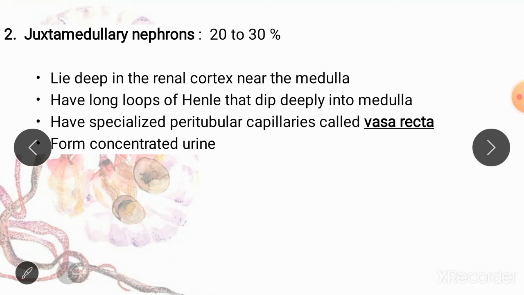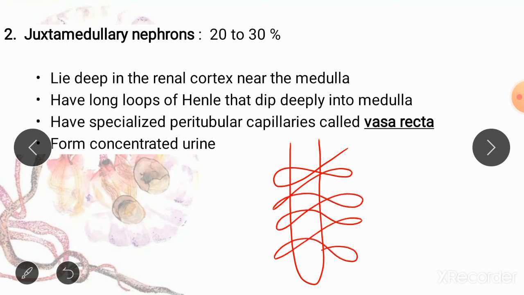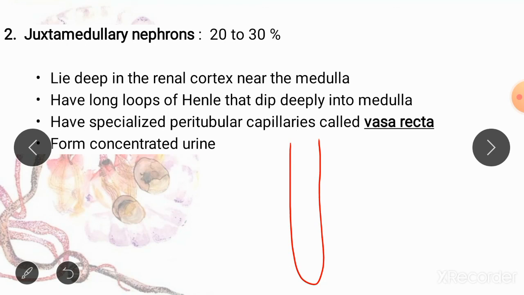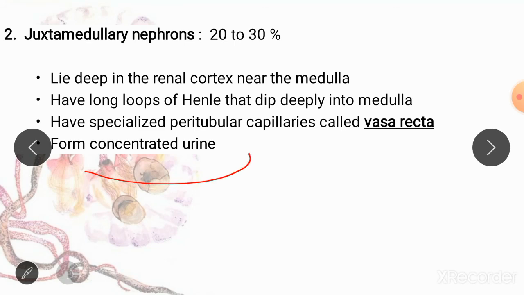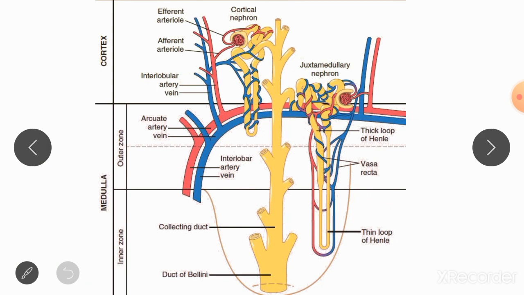They make up around 20 to 30% of your total nephrons. They lie deep within the renal cortex and renal medulla. They have very long loops of Henle which dip deep into the medulla, and their peritubular capillaries have a special name, vasa recta. So do not get confused when you hear this special word. Vasa recta are basically the peritubular capillaries of JG nephrons, which have very long loops of Henle. It is the juxtamedullary nephrons which are responsible for formation of concentrated urine, and how they do this, we will discuss in detail in our next chapters.